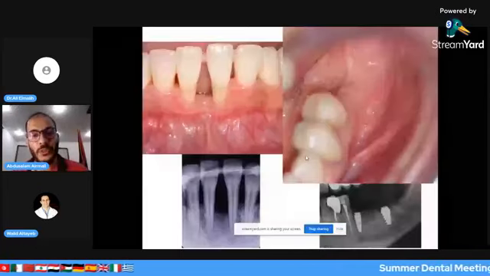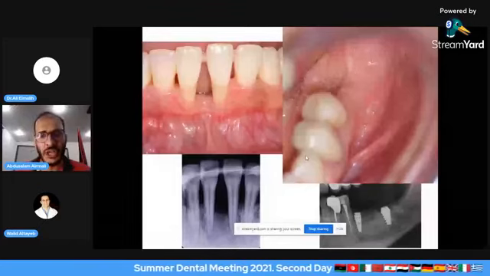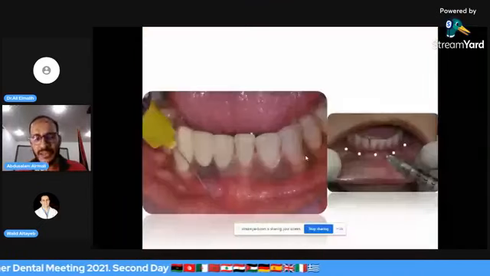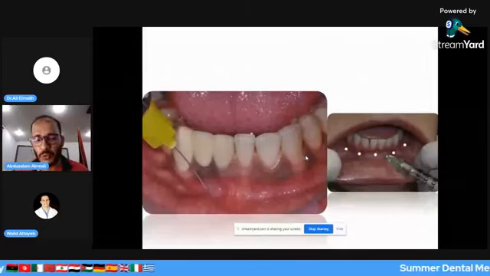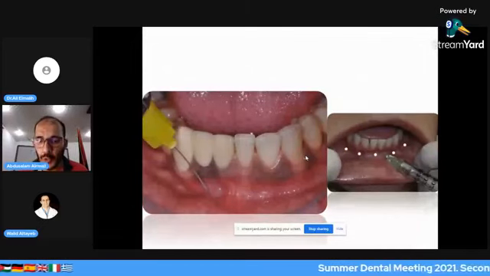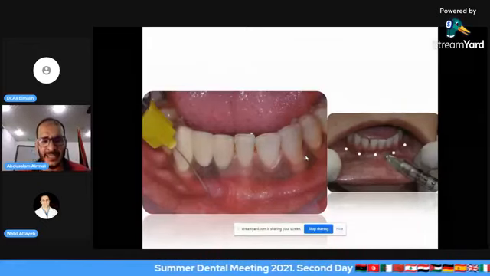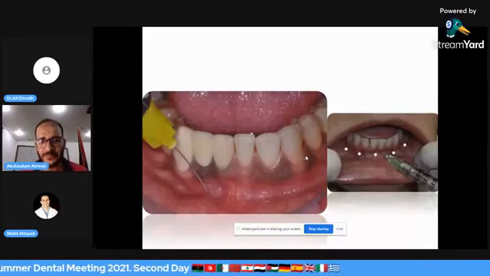We can start with those two cases: class 4 Miller classification on the left side and lack of keratinization around the implants on the right side. And about the surgical technique, we start with infiltration anesthesia away from the graft site by 1 centimeter at least. Slowly deposit the local anesthesia. Don't allow any ballooning or any destruction of the anatomy of this area.